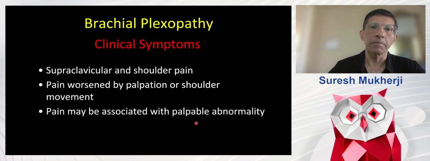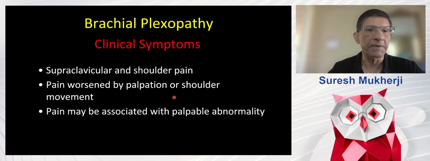So what is a brachial plexopathy? A brachial plexopathy is defined by supraclavicular and shoulder pain. The pain is oftentimes worsened by either palpating the area or sometimes by shoulder movement, and sometimes the pain is associated with a palpable abnormality.